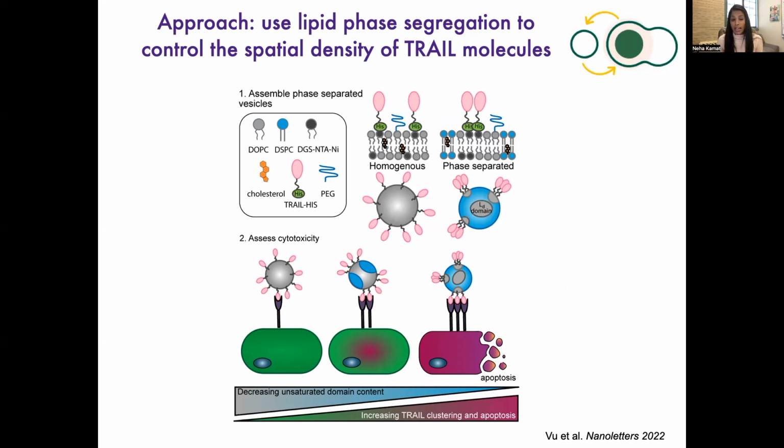Briefly, what we found is that if we clustered TRAIL into these lipid domains shown here, we could better pull together that receptor DR5 and more efficiently trigger apoptosis. So we have been really excited about this idea because it shows that we can use phase segregation in lipid nanoparticles to control the spatial arrangement of target proteins. And what we've also shown is that the actual spatial arrangement of proteins on your therapeutic nanoparticle is critical in terms of how a cell might respond.